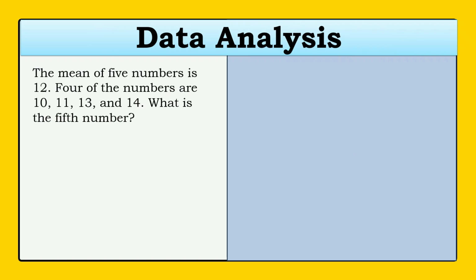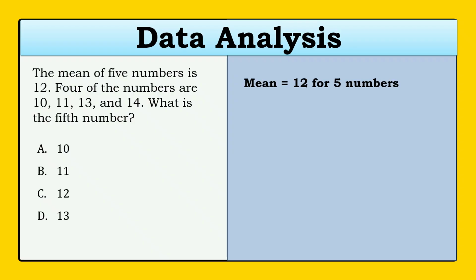The mean of 5 numbers is 12. 4 of the numbers are 10, 11, 13, and 14. What is the 5th number? A. 10, B. 11, C. 12, or D. 13? What do you think the answer? Alright, let's solve. The mean is equal to 12 for 5 numbers. Let's find the total sum.